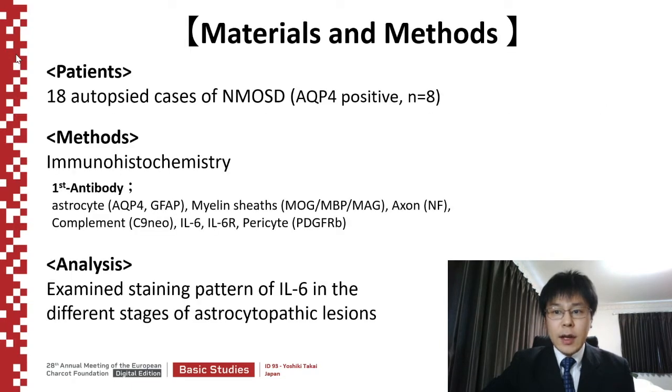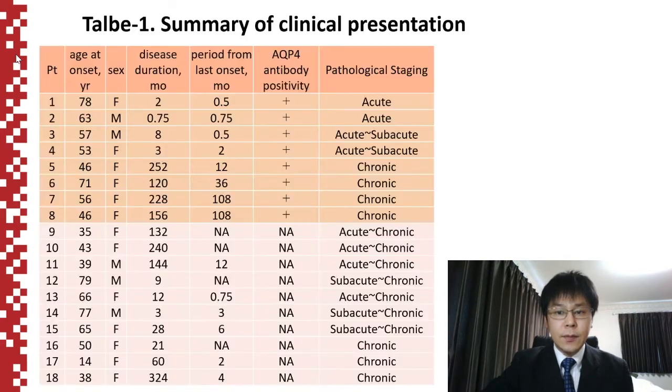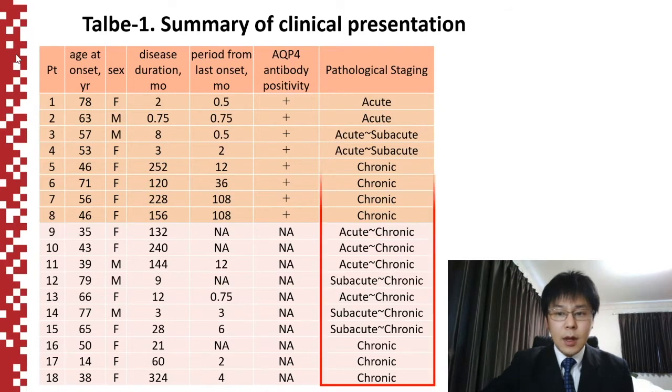We pathologically analyzed the central nervous tissue of 18 patients with NMOSD, including 8 AQP4 antibody-positive patients, and using immunohistochemistry, we examined the staining pattern of IL-6 in the different stages of astrocytopathic lesions. This is a table which summarizes the clinical presentation of each autopsied patient. Pathological staging is variable from acute to chronic.